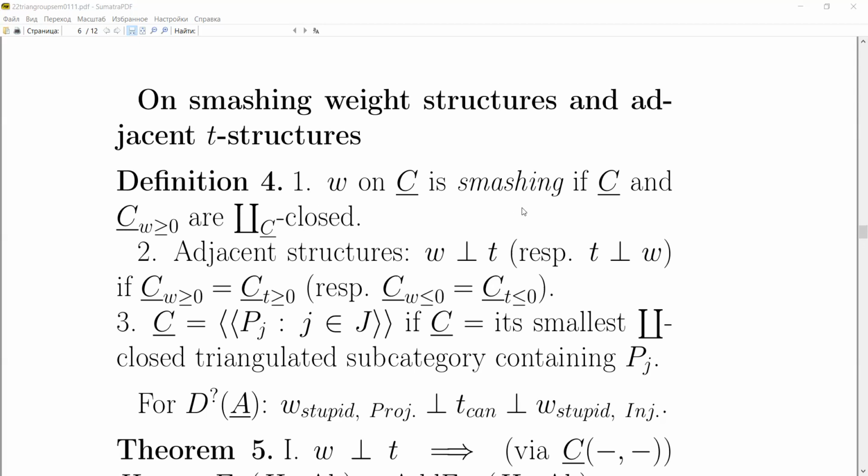I say that the weight structure is smashing if the whole category is closed with respect to small coproducts, and one should demand that this class is closed with respect to coproducts. Actually, the at least zero side is closed with respect to these coproducts automatically. And this is my notation for the localizing category generated by some class of objects.